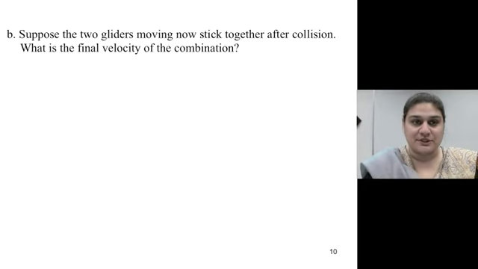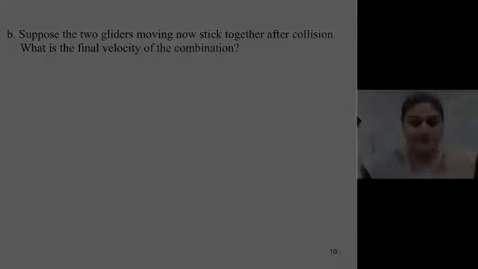And part B for this question, suppose the two gliders now stick together after the collision. So basically they now have a completely inelastic collision. What is the final velocity of the combination?